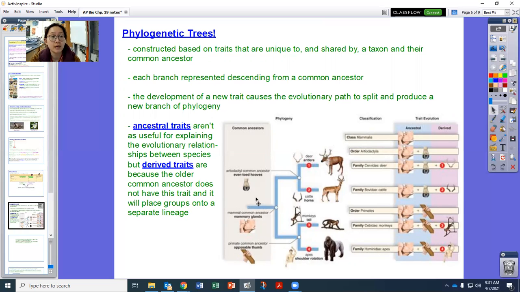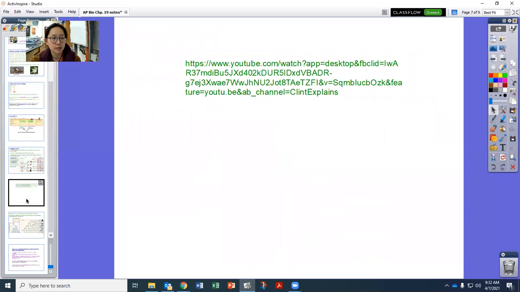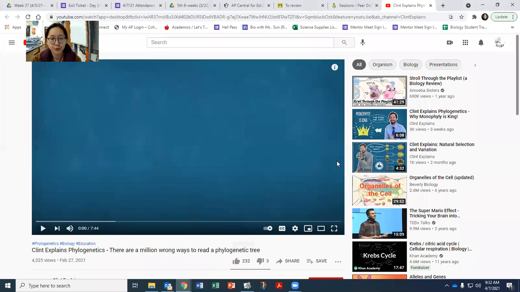So it's a more recently developed trait throughout time. And it is the trait that makes the taxons separate into even more branches, because some have this trait and some don't. So it'll be able to place a species on a separate lineage from another group, even though they both came from the same common ancestor. So to better explain that, let me show you a video.